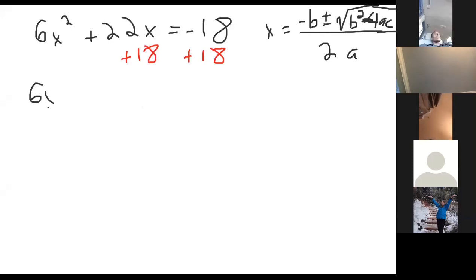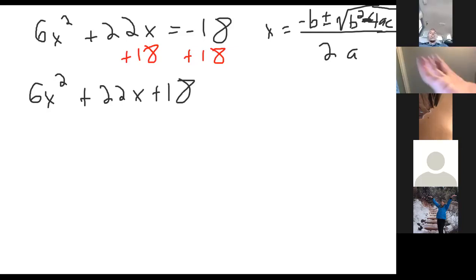So I'll have 6x squared plus, 22 plus 18. Oh no, they don't go together. 6x squared plus 22x plus 18. They're not like terms. Equals 0. All right, what am I going to do next? All right, set it equal to 0. That's when I put that smiley face in there.